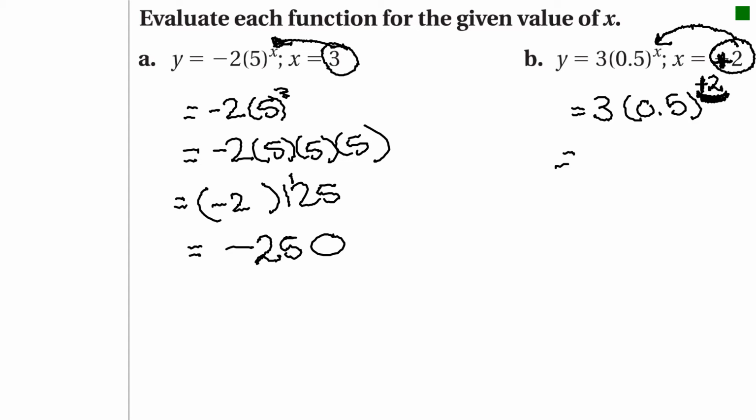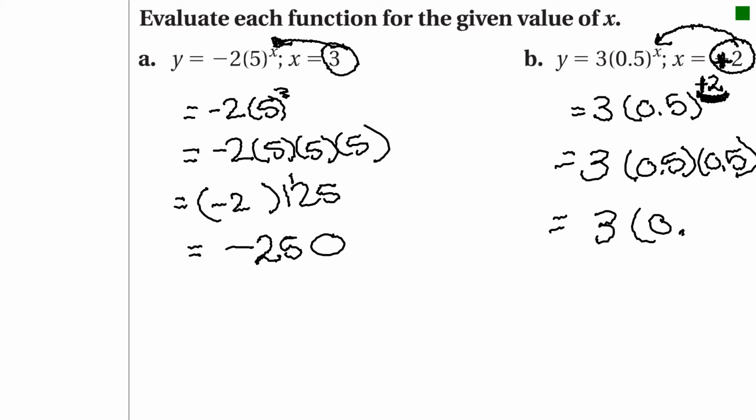Okay, this means 3 times 0.5 times 0.5. 0.5 times 0.5 is 0.25.